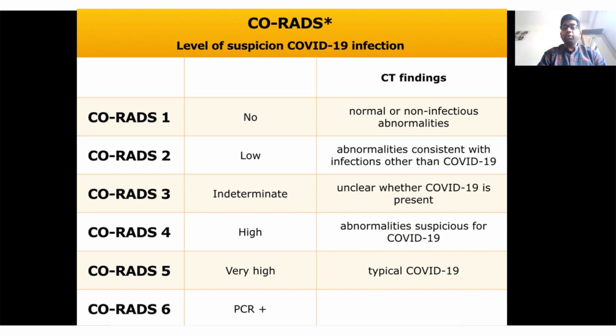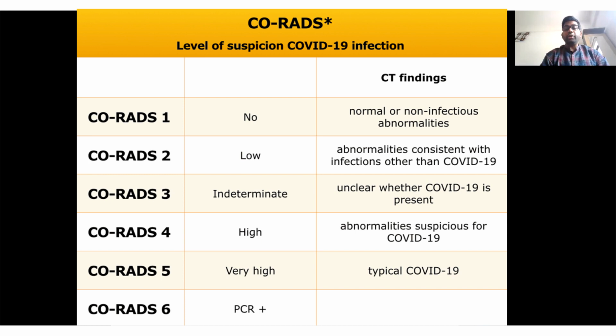In CORADS 4, there is a high likelihood of you suffering from COVID-19, and CORADS 5 says that the features are typical of COVID-19. Now, what is CORADS 6? CORADS 6 is when you have a documented RT-PCR report which says that you are COVID positive. So this CORADS scoring has to be very clearly understood, and it has nothing to do with the severity of the disease. It only depicts the level of suspicion of COVID-19 infection.